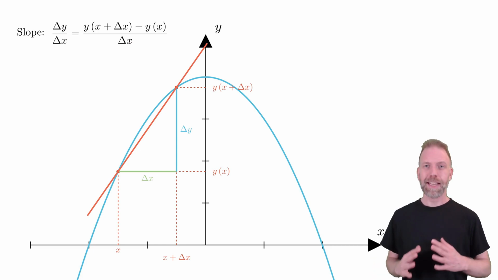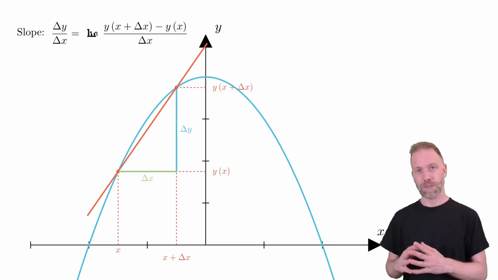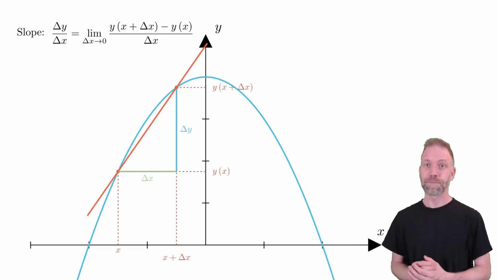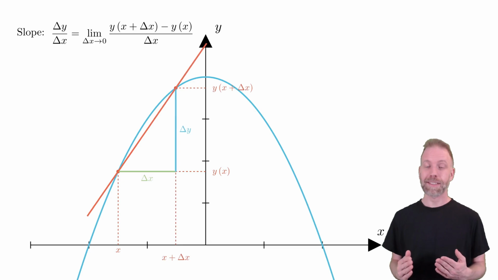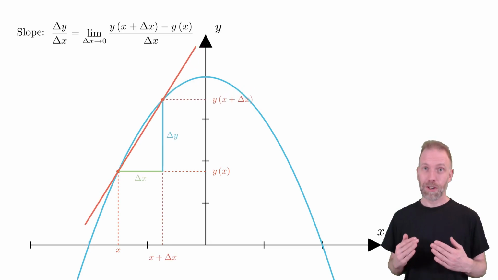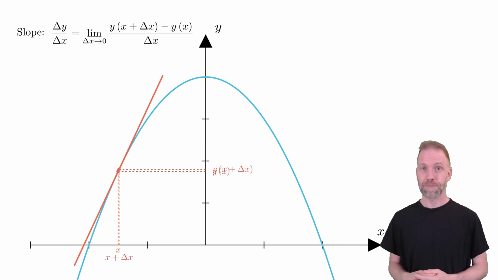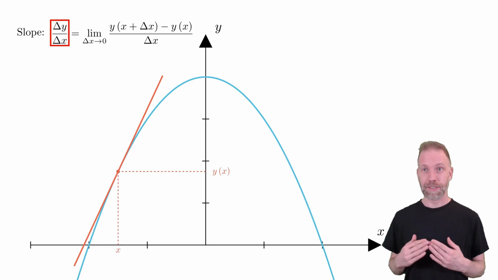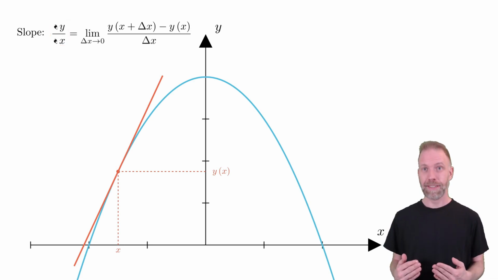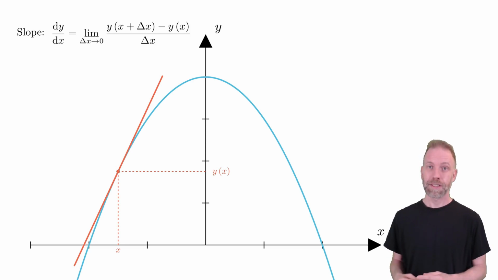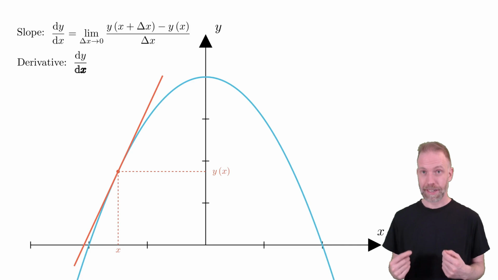Next, we're going to take the limit where delta x goes to 0. Let us illustrate it graphically. When delta x goes to 0, we get the slope at the position x. This is the definition of the derivative. To indicate that we have let delta x go to 0, we will change the notation and replace delta with the letter d. The derivative of y with respect to x is therefore called dy dx.